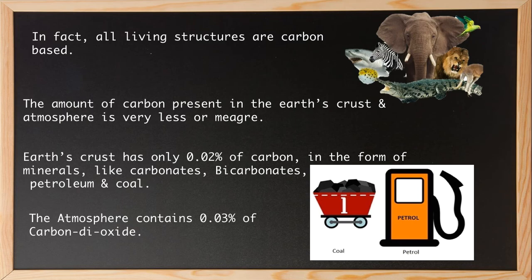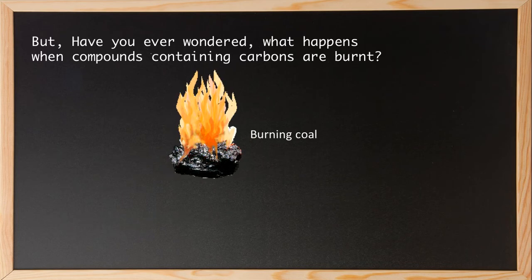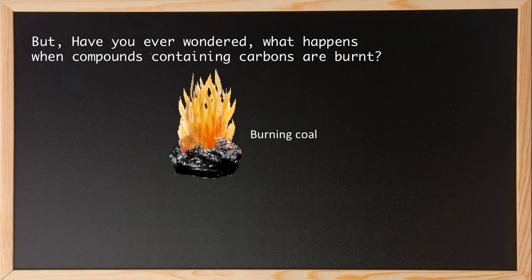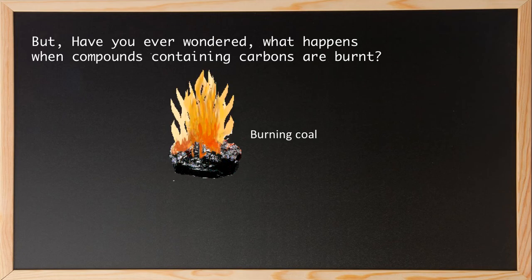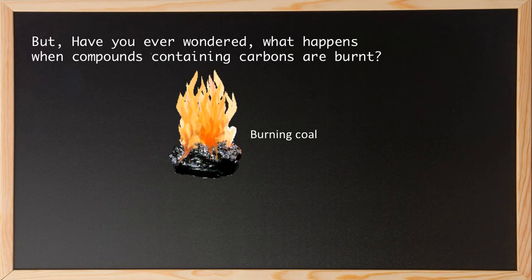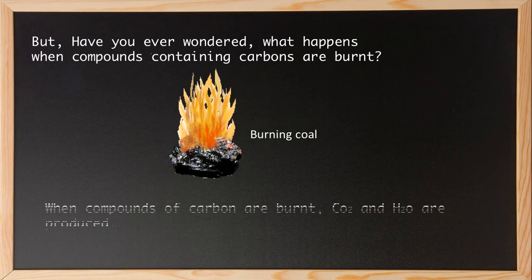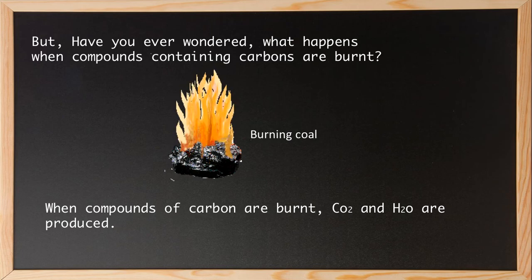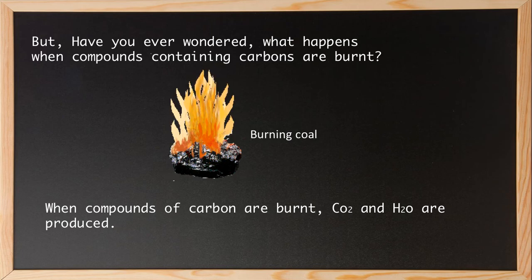And in the atmosphere, carbon is present in the form of carbon dioxide, which adds up to 0.03%. So these two percentages are very less. So carbon is found in very less amount or quantity in Earth's crust and atmosphere. But have you ever wondered what happens when the compounds containing carbon are burnt? Okay, let's see. What happens if we burn coal? Coal is a compound which contains carbon. So when the compounds of carbon are burned, carbon dioxide and water are produced.